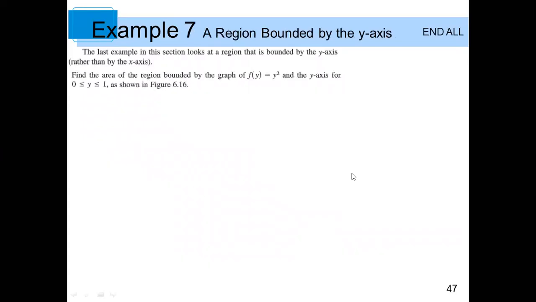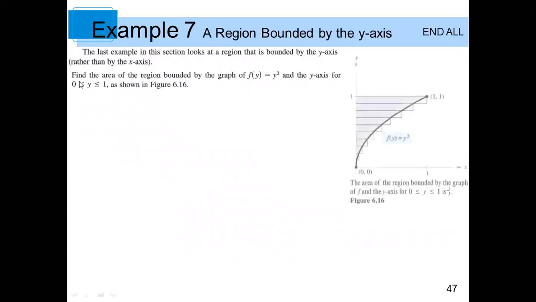Let's look at what happens when we bound it by the y-axis. So find the area of the region bounded by the graph of f of y equals y squared. So f of y equals y squared is a sideways opening parabola. And here, the boundaries are the graph, the horizontal lines at the endpoints of the interval, so at y equals 1 and y equals 0, and the y-axis. It's kind of like they flipped the graph over a little bit.